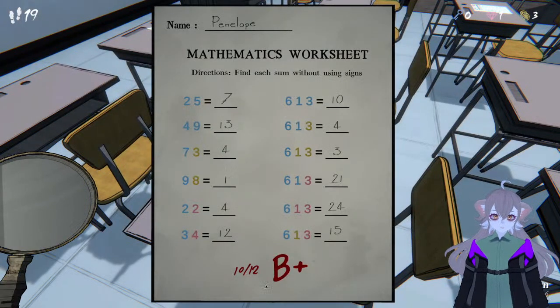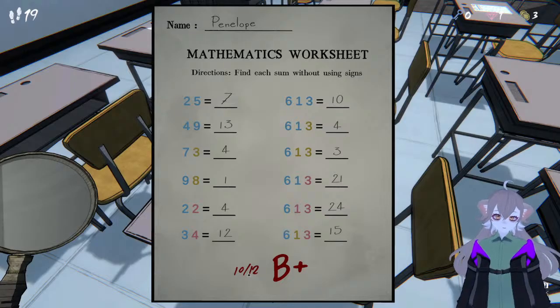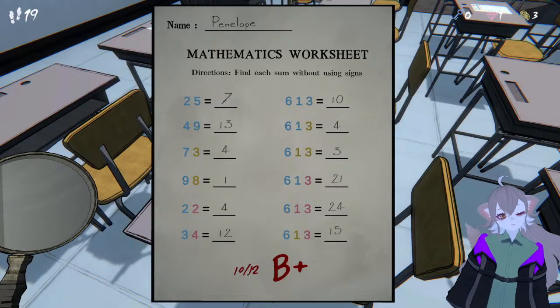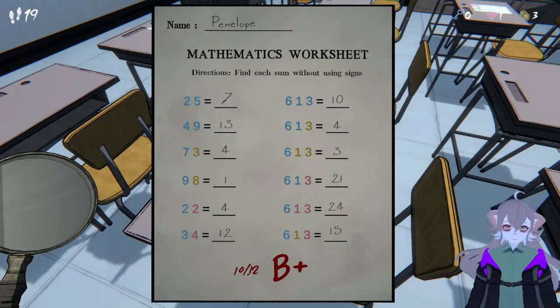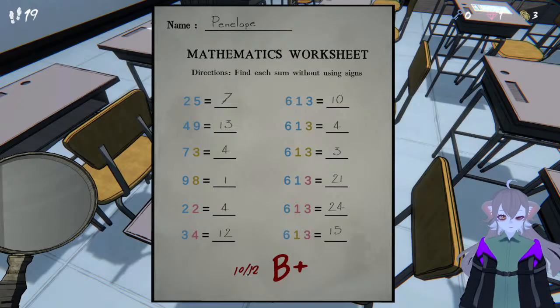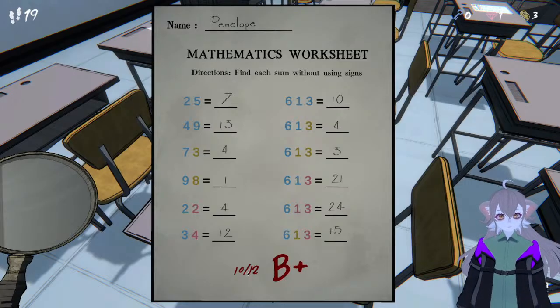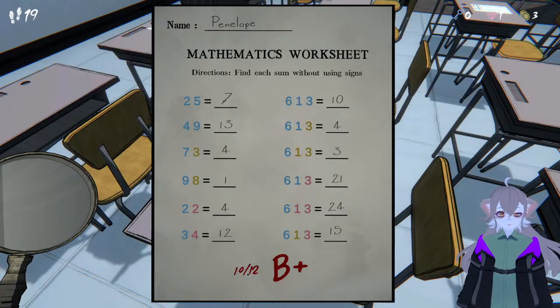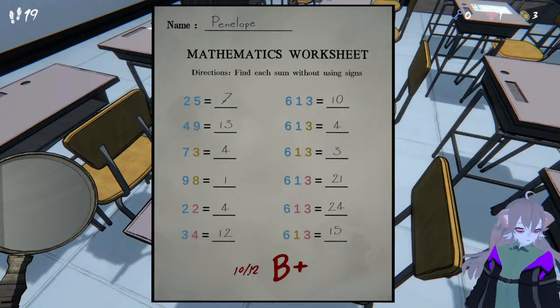Penelope. This might be important to determine which ones they got wrong. Might be some kind of a combination. So 7, 13, 4, 1, 2 times 2, yeah, 4, 12, 3 plus 1, yeah, 3 plus 1 is 7 times 3, no, minus 3, yeah, it's 4. So 6 minus 1.